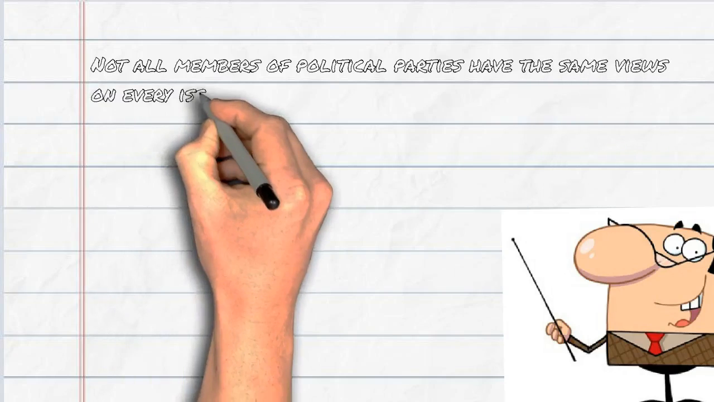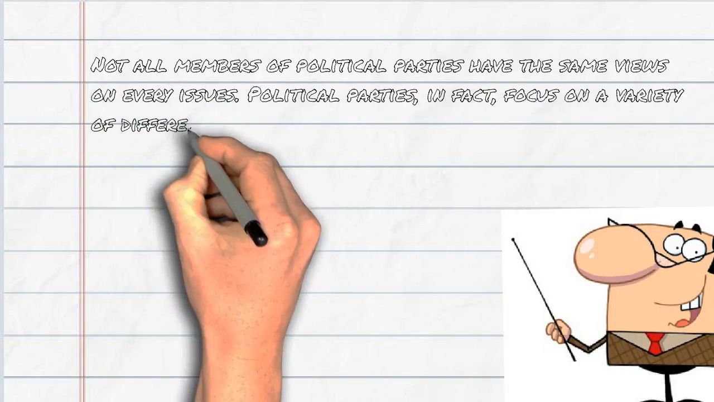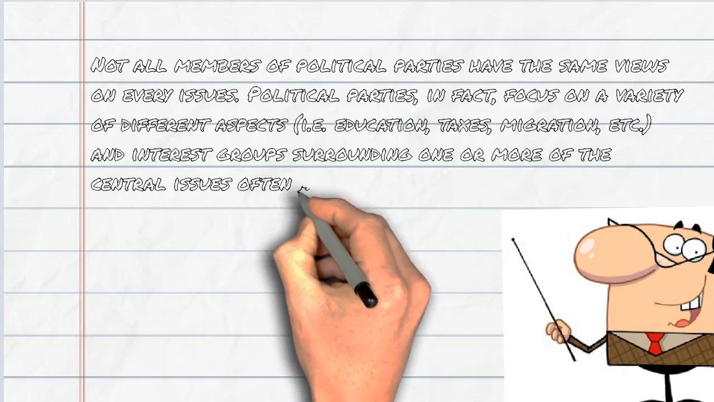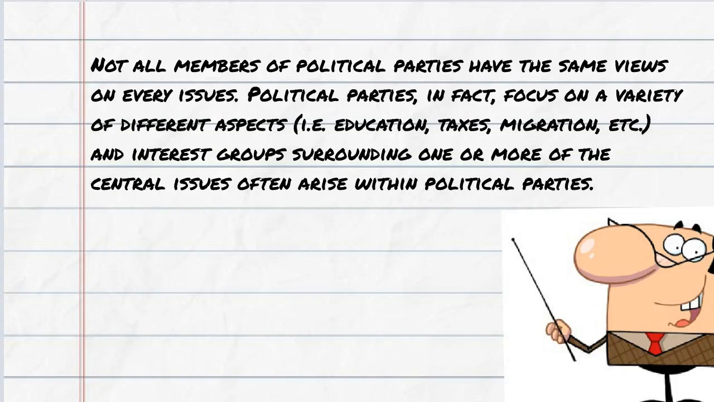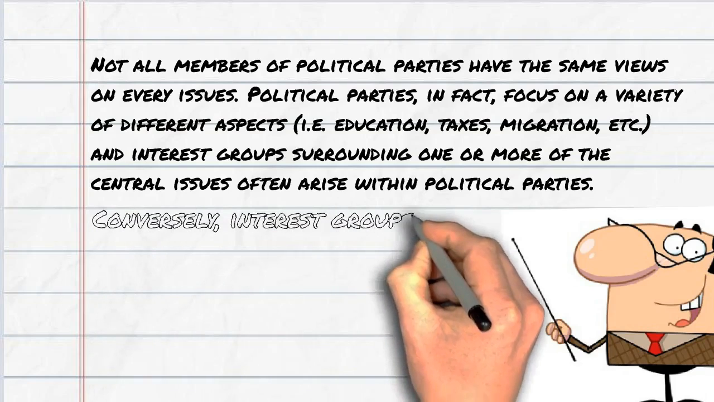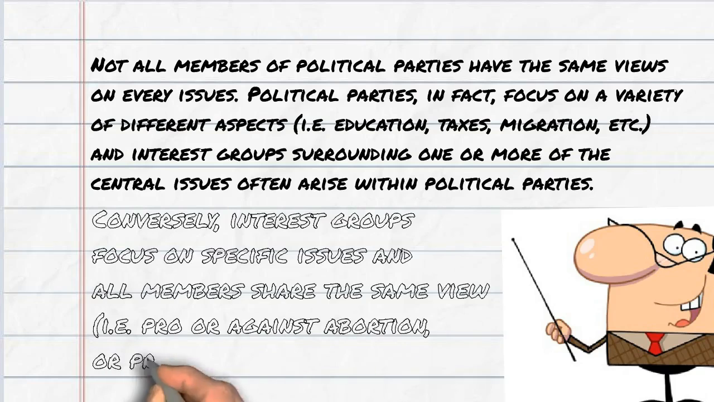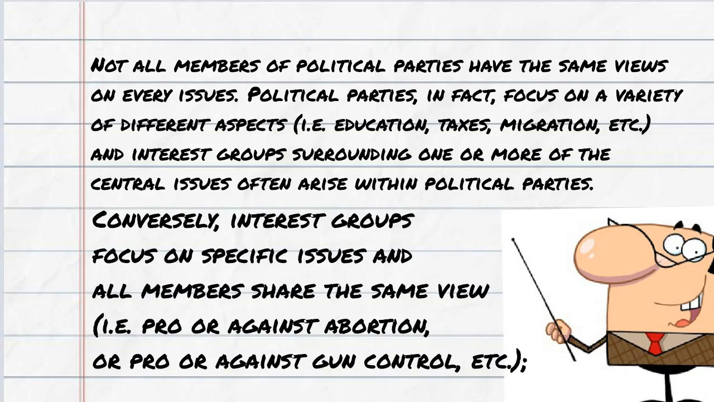Not all members of political parties have the same views on every issue. Political parties, in fact, focus on a variety of different aspects like education, taxes, migration, and so forth, and interest groups surrounding one or more of the central issues often arise within political parties. Conversely, interest groups focus on specific issues and all members share the same view, like pro or against something.